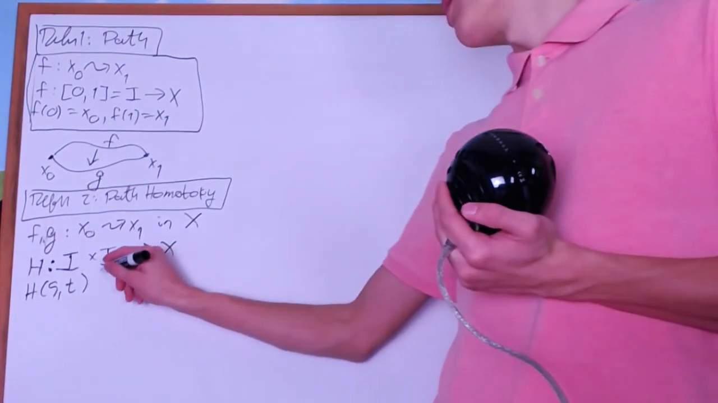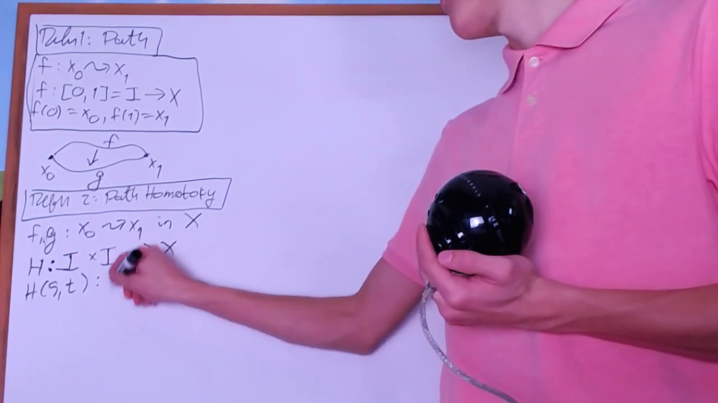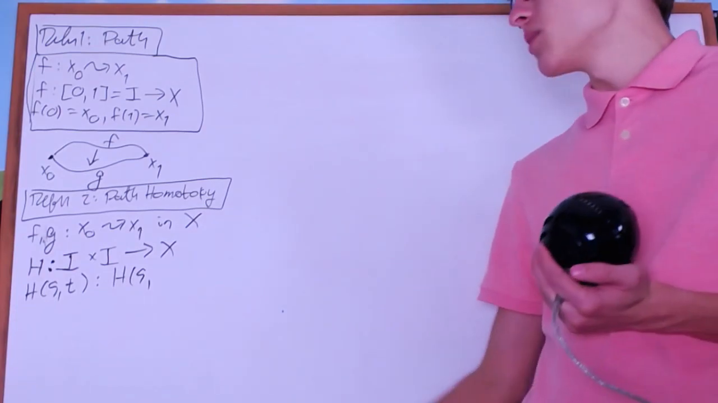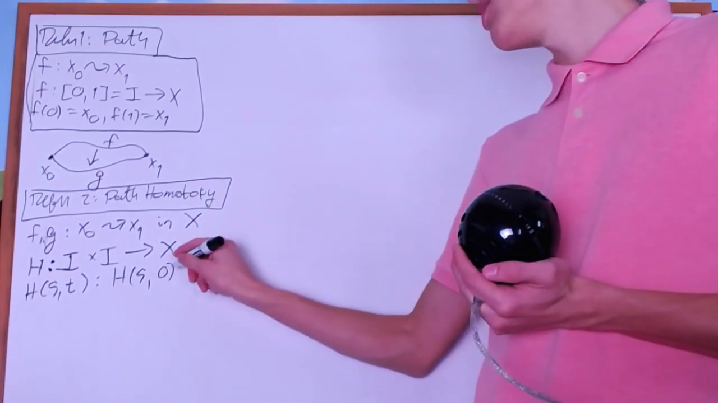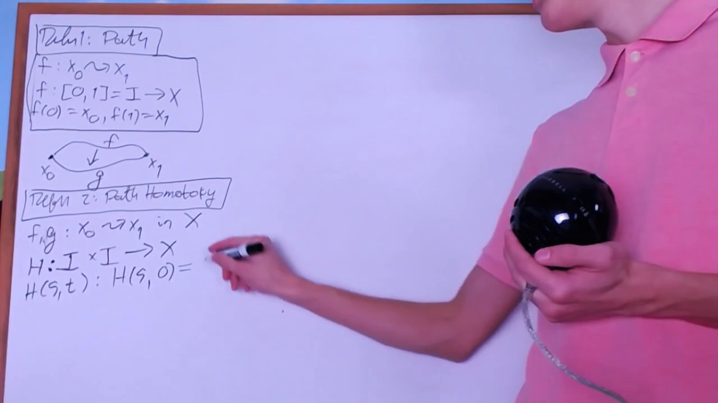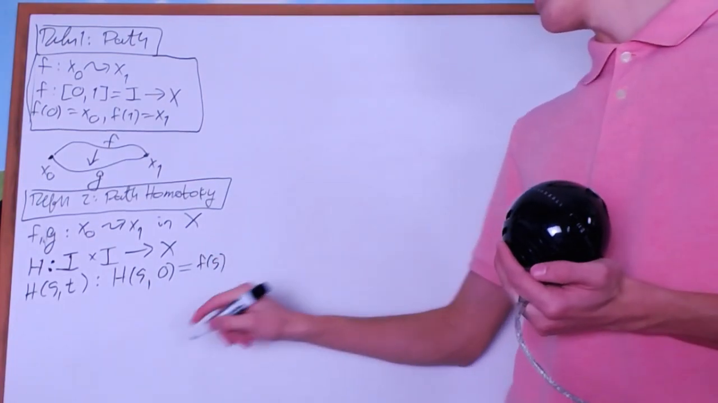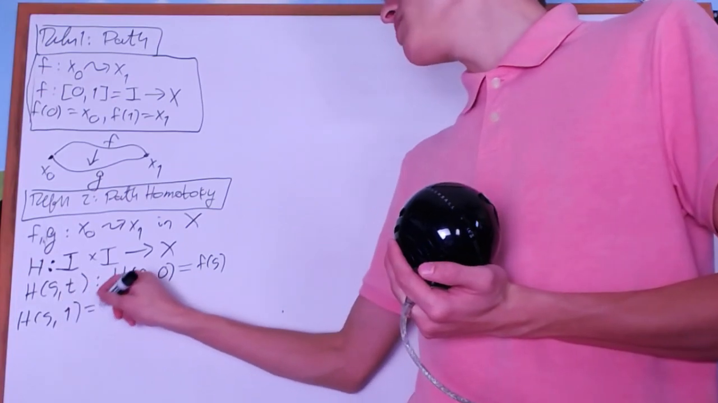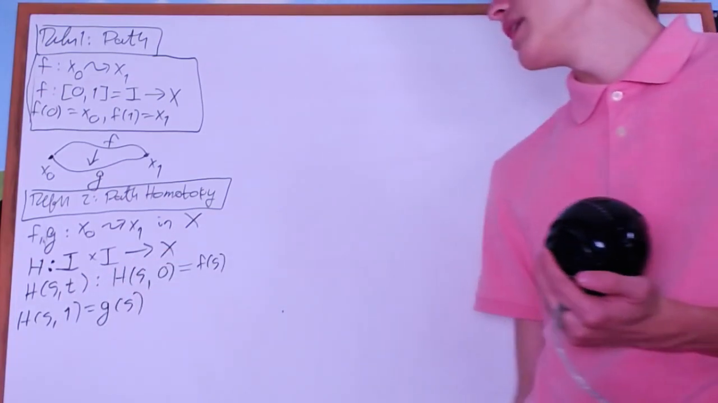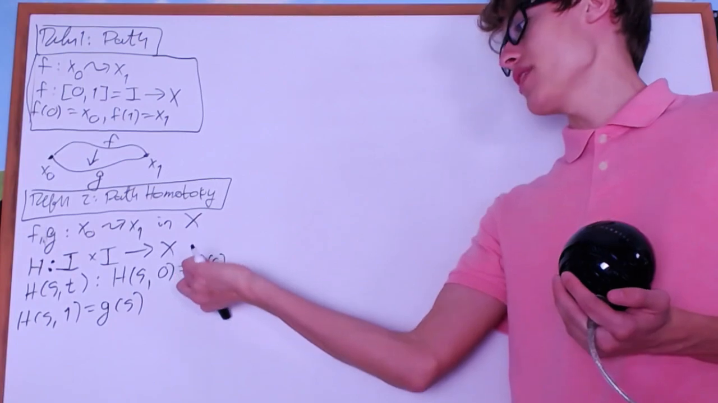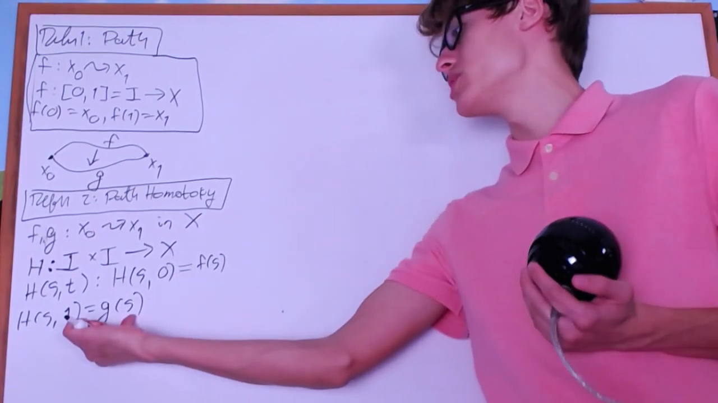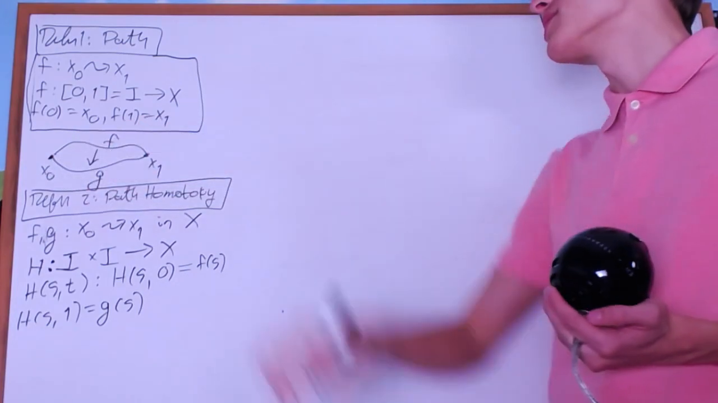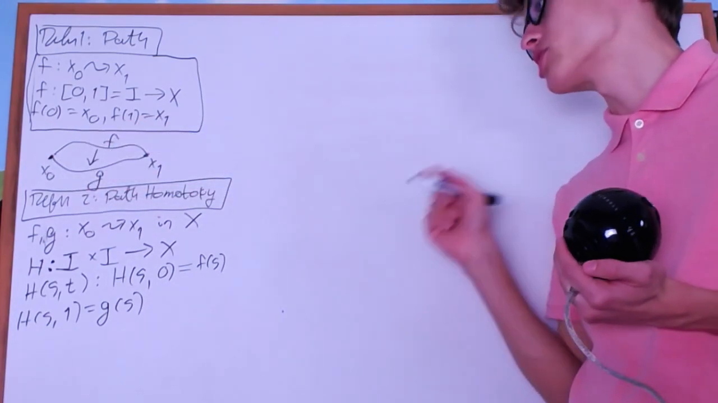Now this has to have a couple properties. The first two are just going to be the ones from normal homotopy, which is that h of s,0 is going to be equal to f of s, and that h of s,1 is going to be g of s. So basically it starts at f of s, transforms into g of s. But remember, we have to preserve the two endpoints throughout this entire transformation.